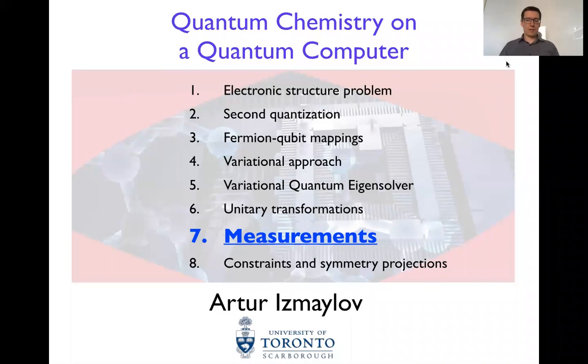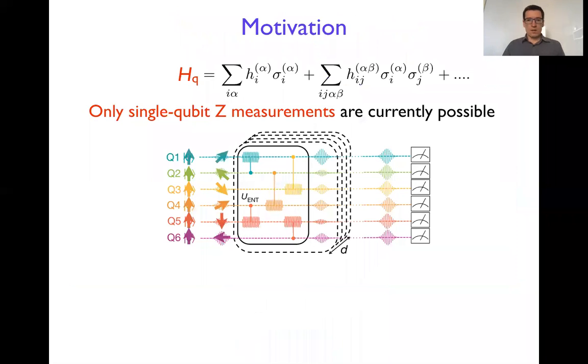Okay, lecture 7, measurements. And the motivation for the measurement is actually hardware restrictions. So as we know, in variational quantum eigensolver, we need to measure the expectation value of the Hamiltonian. It turns out the entire Hamiltonian cannot be measured. What can be measured are only single qubit Z operators, right?